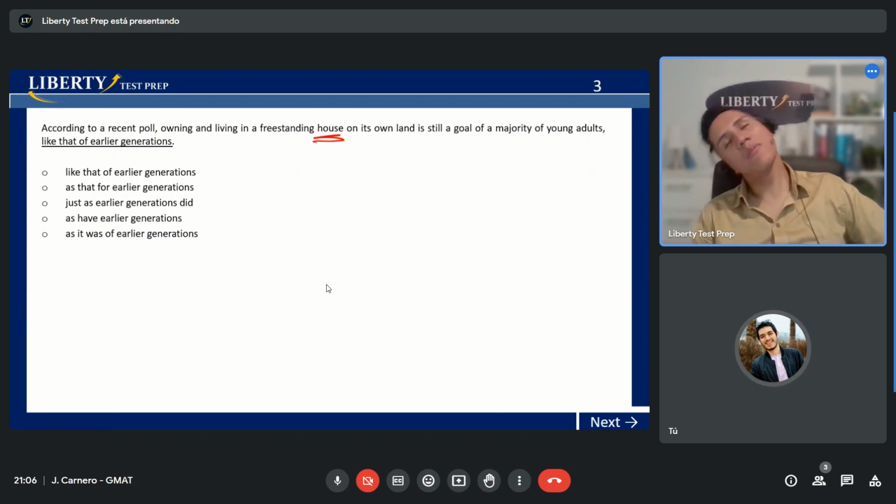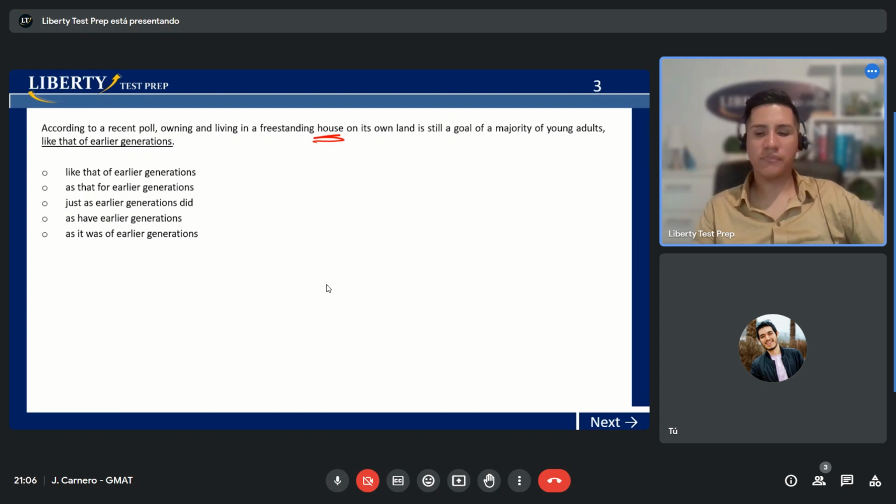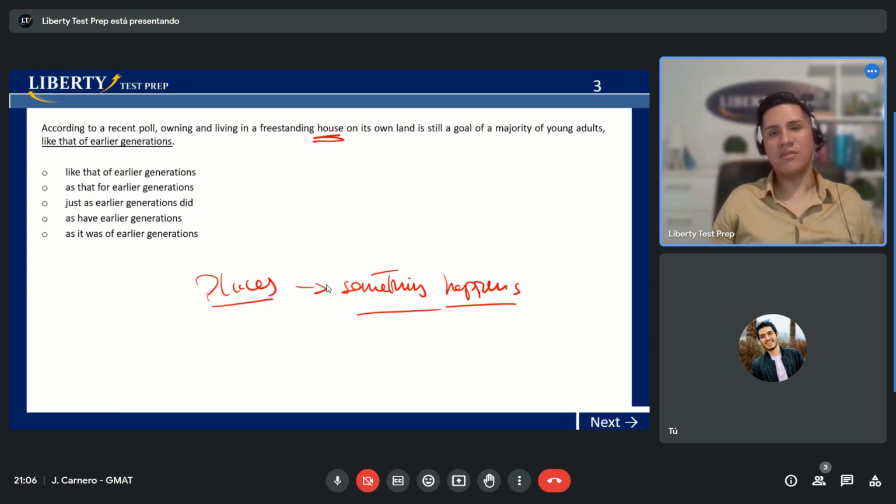Well, it's a place, but it could be a thing, a house, right? That's not a problem. It's not a physical place. Remember, places are places once you say that something happens inside them. If it doesn't happen, nothing happens there. It's a thing, right? In this case, nobody's saying that something's happening inside the house. So house for us is a thing.